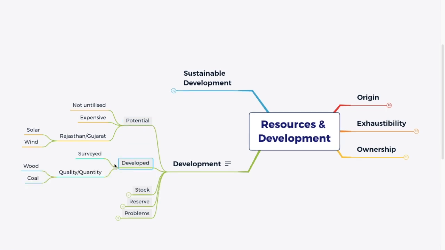Secondly, we have developed resources. Now, these resources are surveyed and we know the quality and quantity of these resources. Example, wood and coal.